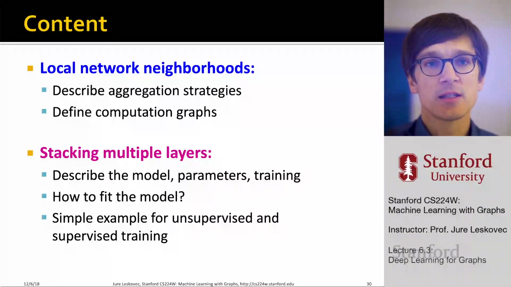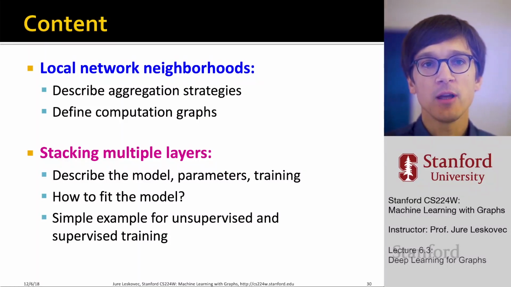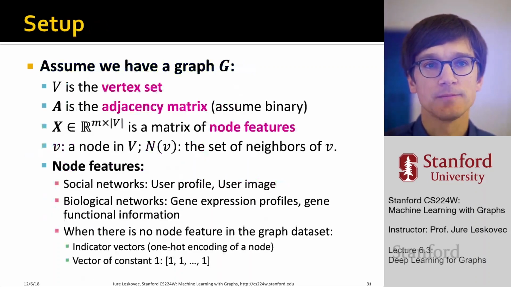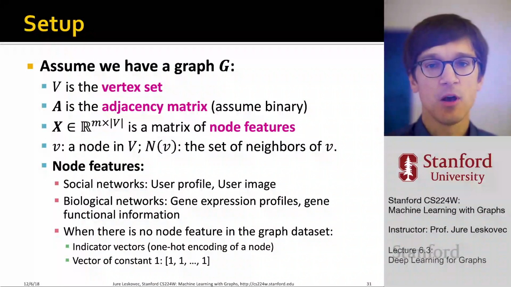So the content is that we are going to talk about local network neighborhoods. And we are then going to describe aggregation strategies and define what is called computation graphs. Then we are going to talk about how we stack multiple layers of these neural networks, how we describe the model, parameters, training, how we fit the model, and give a simple example for unsupervised and supervised training. So this is what we are going to learn in this part of the lecture.